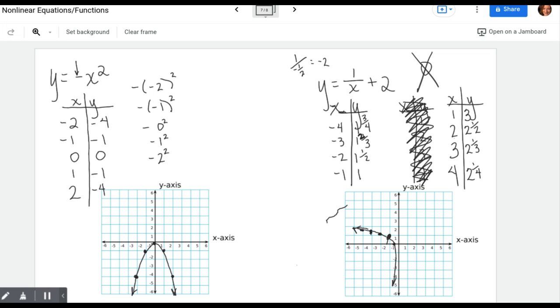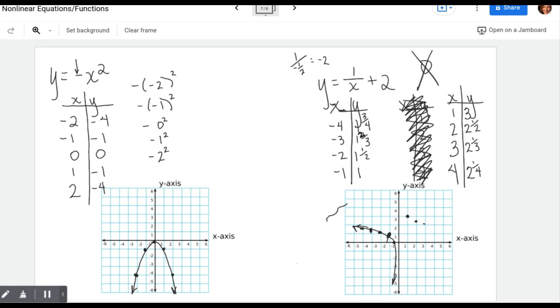Let's see what that looks like. So 1, 3, 2, 2 1/2. If I put in 3, I get 2 1/3. So a little bit less. 2 1/4. This one ends up swooping down like that. So the main thing to know on this one is that you can't have zeros, so you have to have this break.